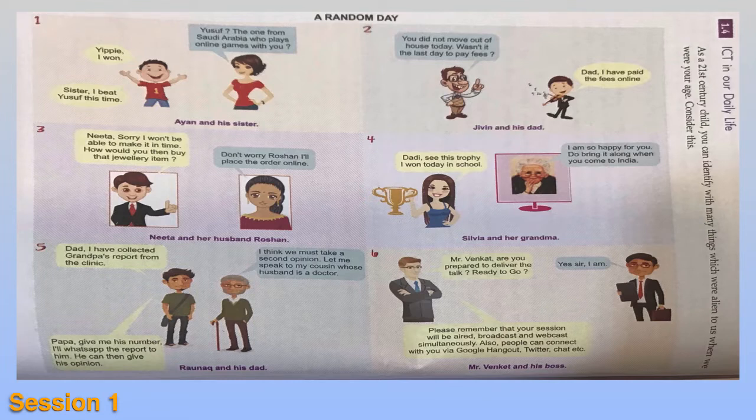Now the sixth one is regarding the simultaneous use of different technologies like broadcasting and webcasting. It's regarding a talk through the web, between Mr. Venkat and his boss. His boss is asking whether he is ready for the talk which he is going to perform online through webcast and broadcast, and he will need to get connected to the people through Google Hangout too and Twitter. So it's a simultaneous broadcast and webcast usage, another use of ICT.